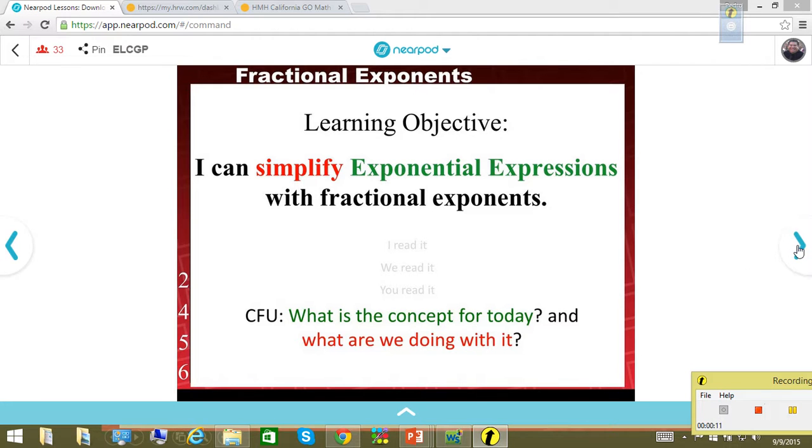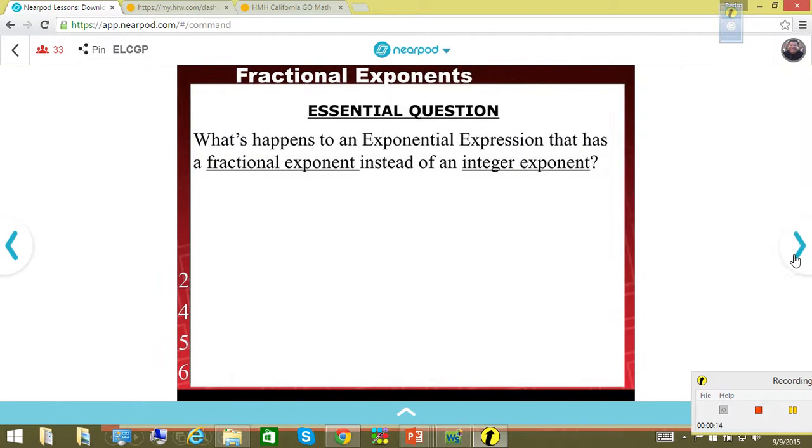So I said to get ahead, you needed to fill up your Frayer model. But today we're going to start with an essential question, and we'll answer it at the end. It says, what happens to an exponential expression, we already know what they are, right, when that has a fractional exponent instead of an integer exponent? Think about it. We've already been doing some stuff with it, right? So we'll answer that at the end.